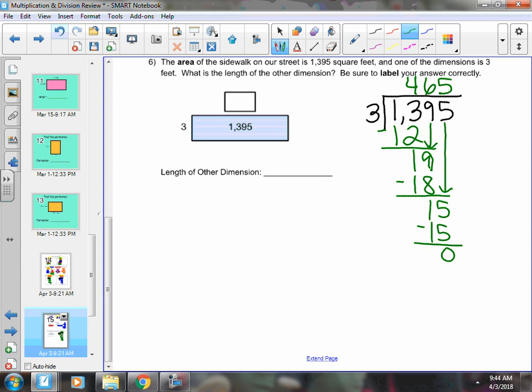So that means the length of the sidewalk is 465, and it's just plain feet because they already gave us the area with square feet, but we just found the length of the side, so it's labeled just plain feet. Like this is just plain feet as well. Okay? So it's just plain feet because we're finding the length of the side.